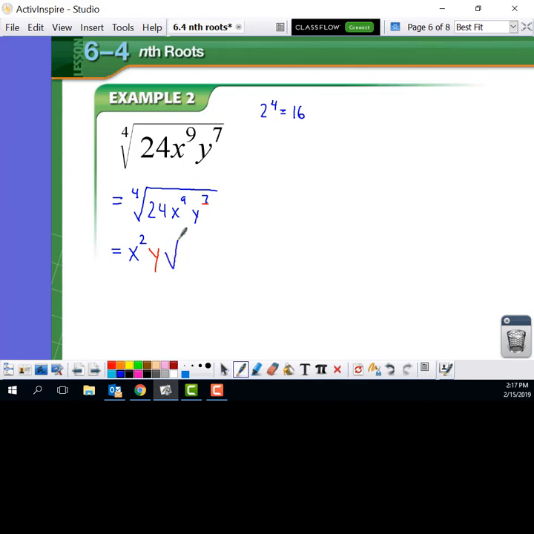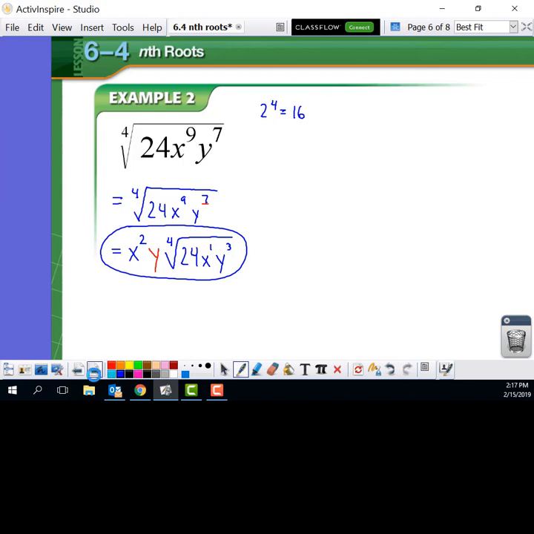So then what we have left is some things that are trapped in the fourth root. 24, nothing I can do to simplify that. Okay. Now that x to the 9th, we brought out x squared, so 4 went into 9 evenly 2 times, and the remainder that you had is x to the first left over. And then for y, 4 goes into 7 one time, and you had y to the third left over. So that is your final answer. You're going to get a lot more practice with that part here in just a minute.